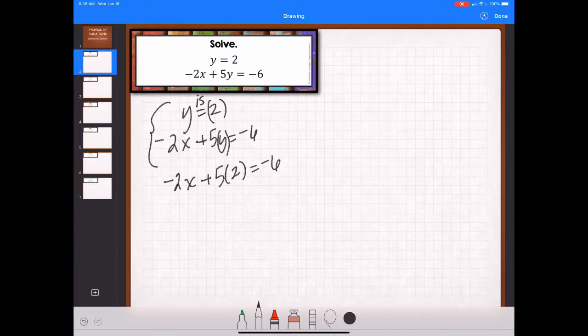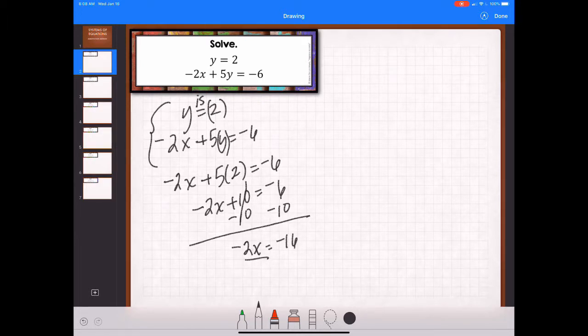Then I'm going to simplify, so that's negative 2x plus 10 equals negative 6. And then I'm going to solve. So subtract 10, negative 2x equals negative 16, and then divide by negative 2. x equals 8. So far I have x equals 8, so that's my x coordinate.